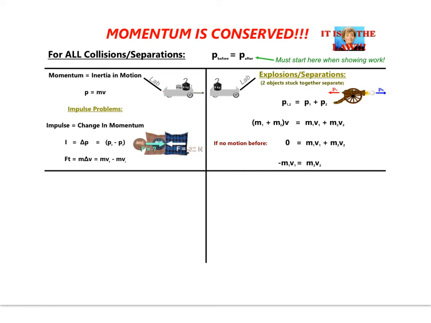Next up are explosions or separations. So the old cannonball and cannon we use many times in class, but for this one, we always say that there's a combined mass in the beginning. Now that combined mass could be moving, it could not be moving. So you have to pay attention to whether the left side of the equation is just going to become 0 if both masses are still and there's no total momentum, or whether they're both moving in either the positive or negative direction in the first place.